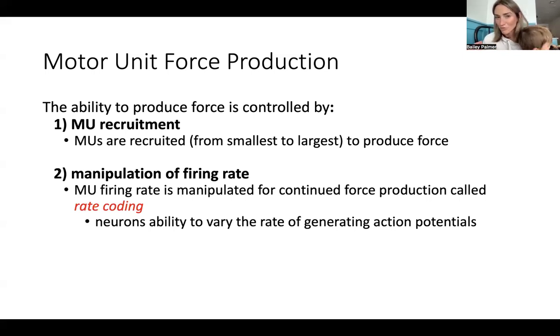So if we can rate code the muscle, we are more likely to have sustained or continued force output over time. Neurons have the ability to vary the rate at generating those action potentials. We're going to look at a diagram in just a second, and that'll help us understand it a little bit more. But another question I have for you is, what is neural drive?